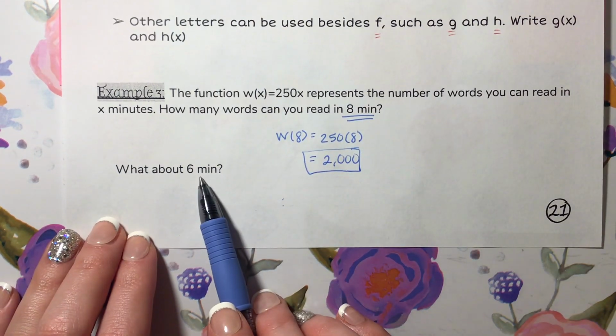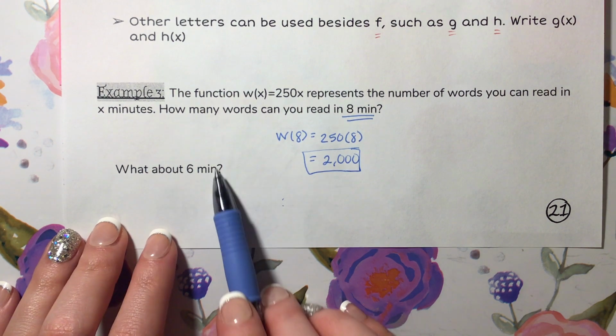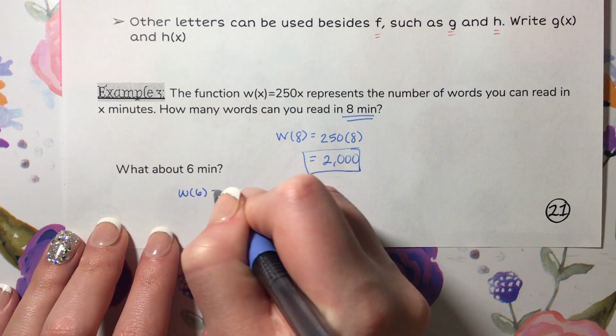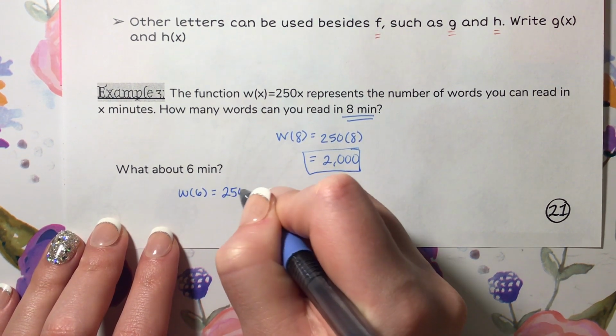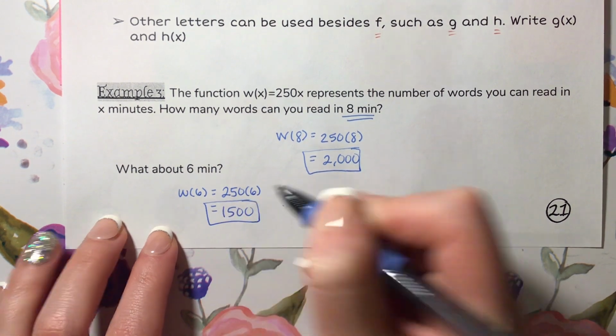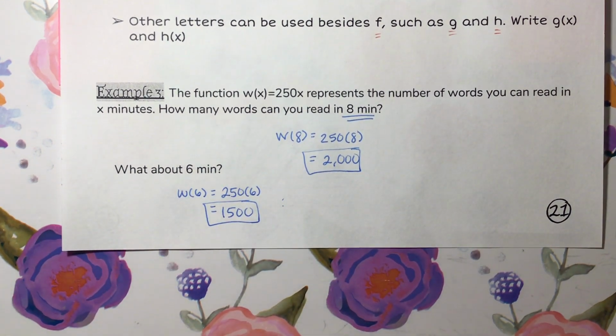What about 6 minutes? You do the same thing. I'm going to take this 6 and substitute it in for x. So w of 6 is equal to 250 times 6, or 1,500. So that means you can read 1,500 words in 6 minutes.